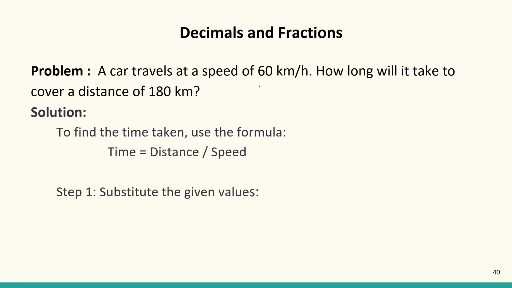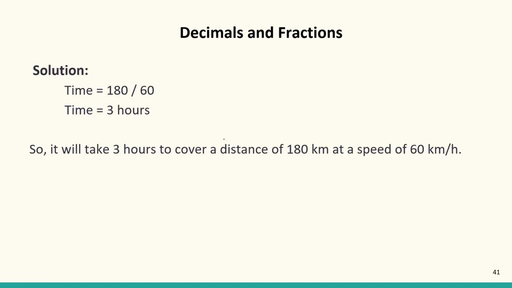So first what we need to do is find the time taken using the formula time is equal to distance by speed. We already know this from 8th class. Then substitute the given values. So after doing that, what we got was 180 by 60 is equal to 3. So that is why we will need 3 hours to complete the journey. So it will take 3 hours to cover a distance of 180 km at a speed of 60 km per hour.